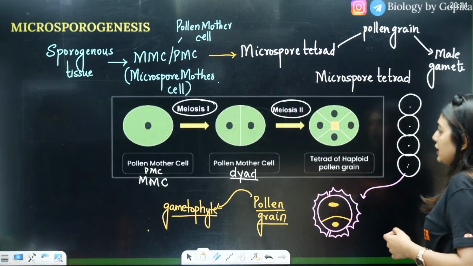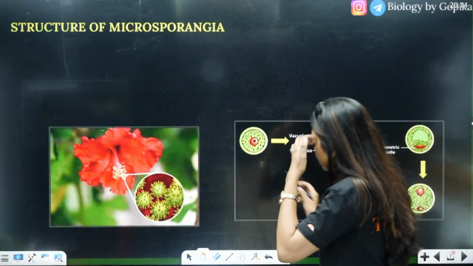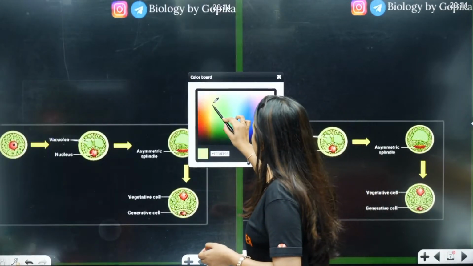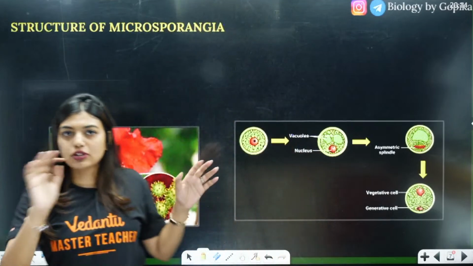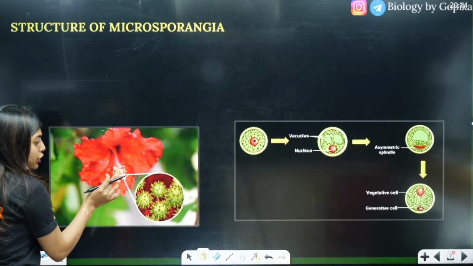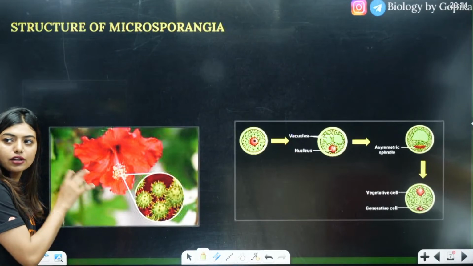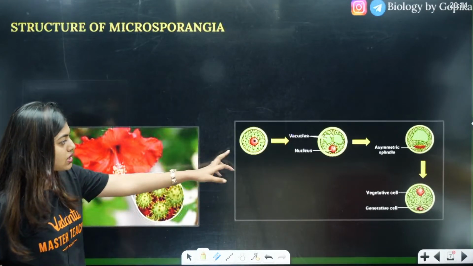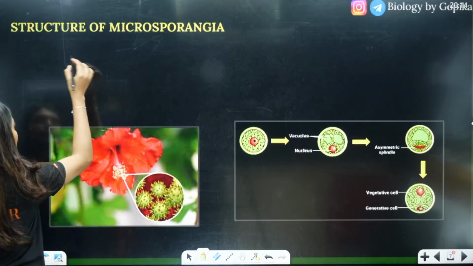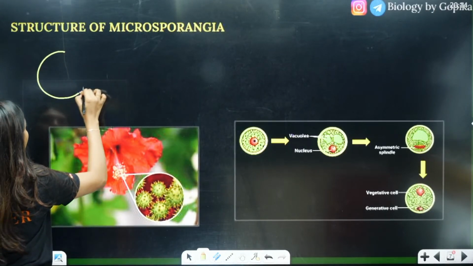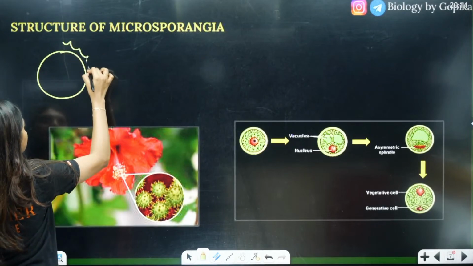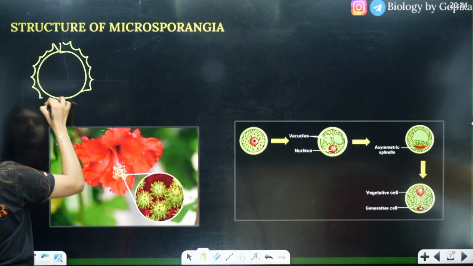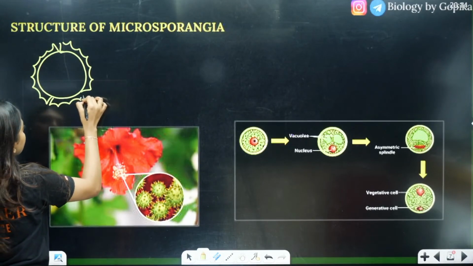Crystal clear? Very nice. Now see students, this is what I was talking about. Your microsporangium is clear, no? Now this is your pollen grains. All of you know the hibiscus plant, no? Hibiscus, China rose, we say. Now inside that, this is your pollen grain. So see how the formation happened. From your microspore tetrad, you formed a pollen grain which looks like this. This is your pollen grain.